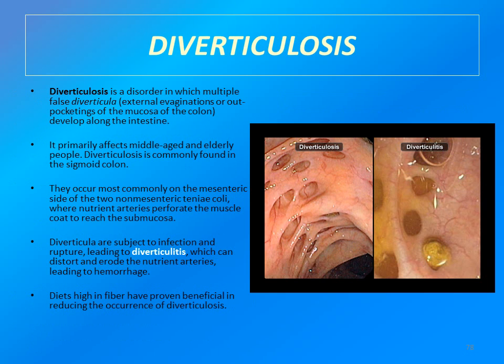Diverticulosis is a colon disorder in which there are multiple pouches or evaginations, outpocketings of the mucosa of the colon. These develop along the intestine. Here you can see them at the right.